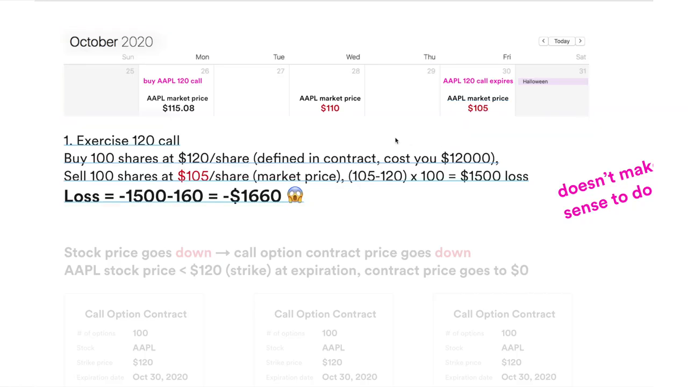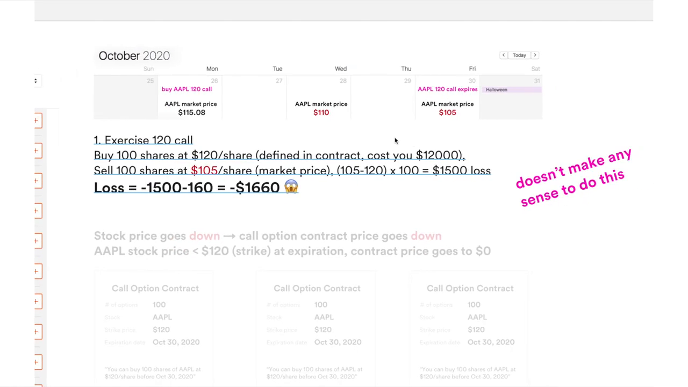Well, you can exercise it even though it does not make any sense to do this. It doesn't make any sense because you can buy Apple shares at 105, the market price. Then why would you want to use your Apple call option contract to buy at 120? You have it, doesn't mean you have to use it, okay? You can still do it if you really want to have this massive loss.